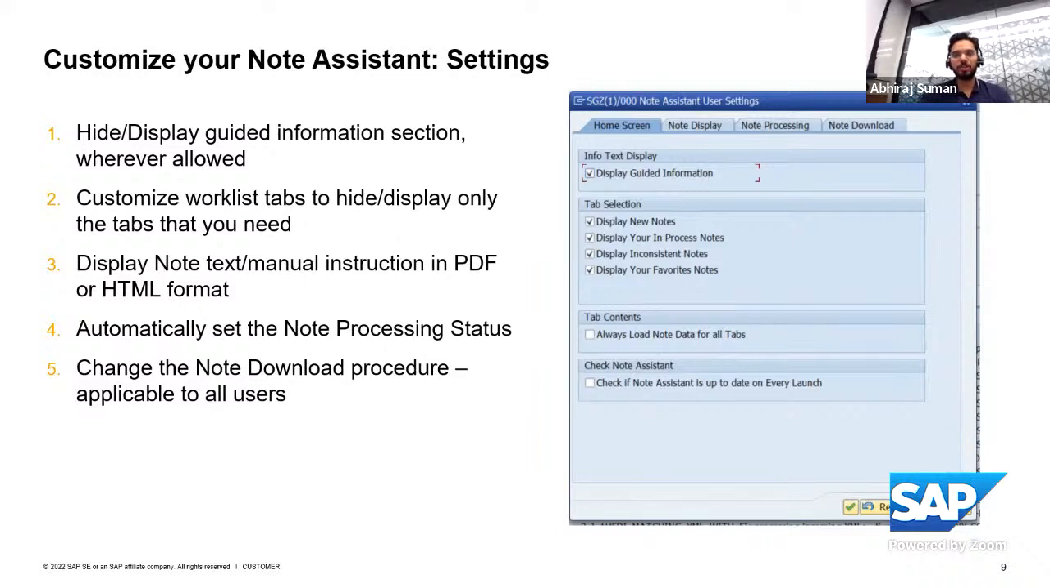The user can decide which type of display they prefer, and based on what they have decided in the settings, the same display will be used during the entire processing of any SAP note. Now we also have a change in the note download procedure. As we know, earlier we used to have a standard SAP report which needed to be executed in order to decide the download procedure that had to be followed. That is also incorporated into the user settings now, and based on the settings, the download is followed.